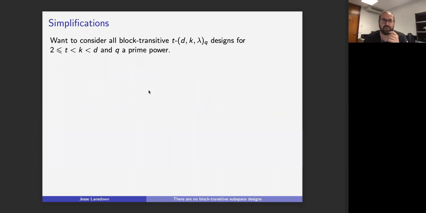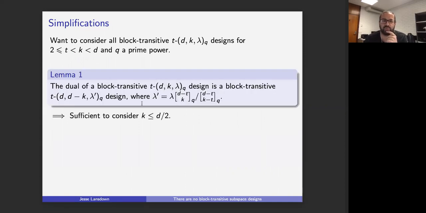Now, there's a lot of parameters to consider to show that these things don't exist. So it's helpful to first simplify some of the parameters. And we can do that firstly by restricting ourselves to K being at most D on 2. And the reason for that is because if we have a block-transitive subspace design and we take the dual, then that also gives us a block-transitive subspace design. So if K is too big for our liking, we simply try and determine whether or not the dual can exist.